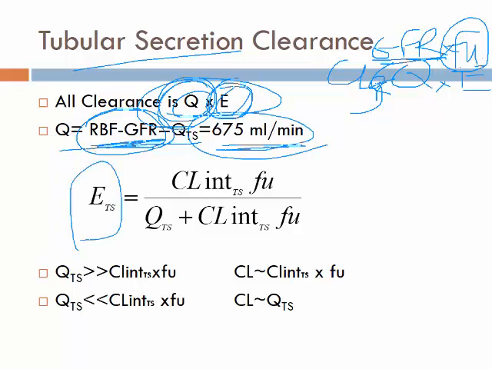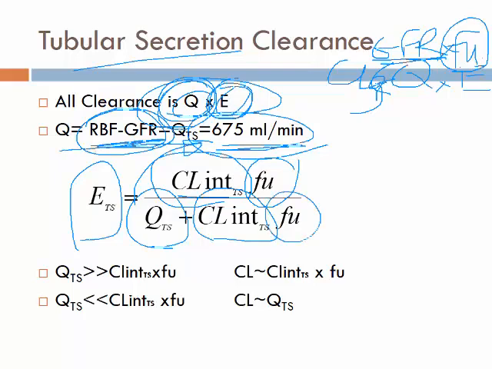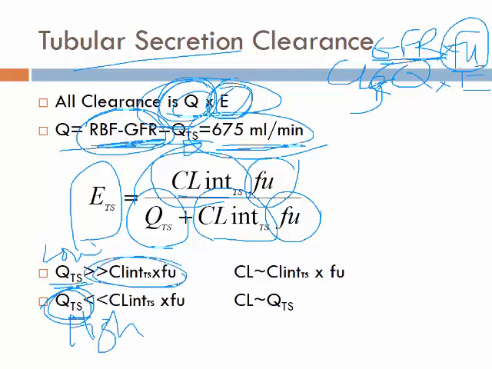Here is our extraction ratio for tubular secretion, and it is dependent upon the intrinsic clearance of the secretion site, how much of the drug is bound, blood flow to the tubular secretion site, which is up here, plus intrinsic clearance of the tubular secretion site times fraction unbound. And again, we can have high tubular secretion clearances where the rate limiting step is blood flow, or low tubular secretion clearance sites where the rate limiting step is intrinsic clearance times fraction unbound.